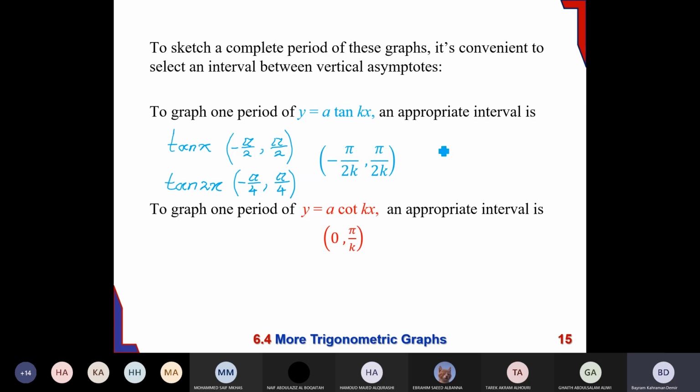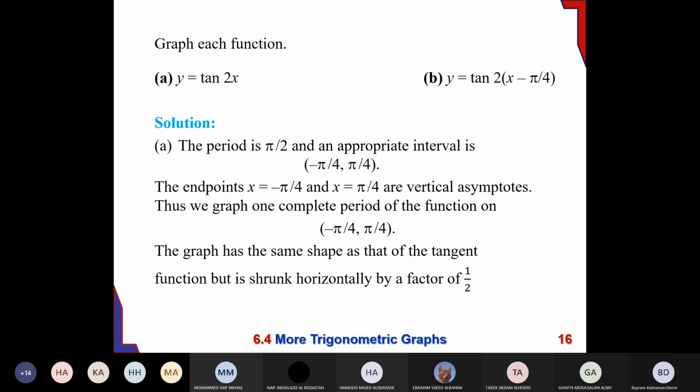And if you like to sketch tangent of, for example, half x, then what happens? If you divide by half, it will be between minus pi and positive pi. You see now it is stretched, right, Shabab? Right and left, stretched. And similarly for the cotangent, Shabab. Similar operations we do to cotangent.